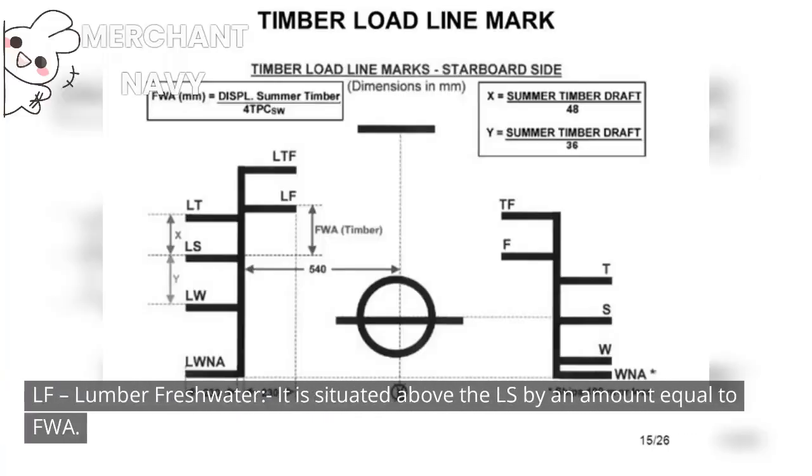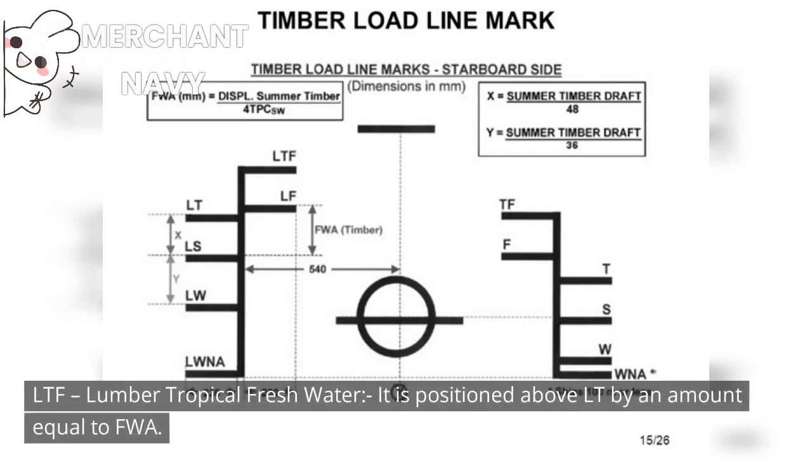LF. Lumber freshwater. It is situated above the LS by an amount equal to FWA. LTF. Lumber tropical freshwater. It is positioned above LT by an amount equal to FWA.